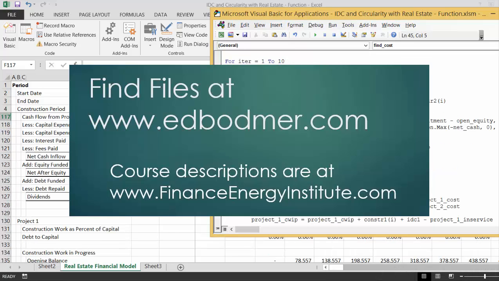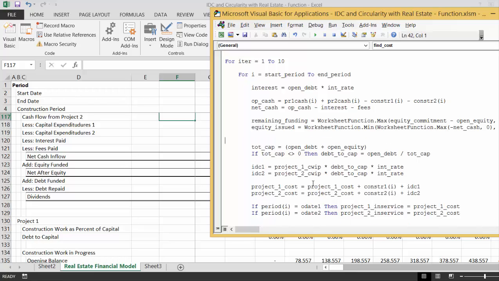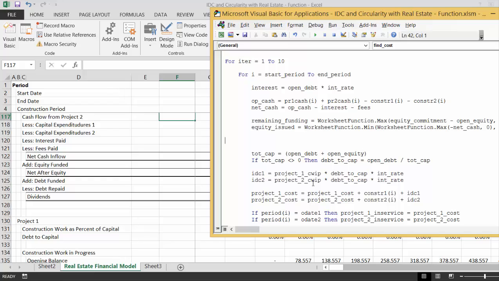Okay, so now let's put the next kind of subtotals in. So after we put the equity issued in, we can say something like that. Cash to debt is equal to net cash plus the equity issued.